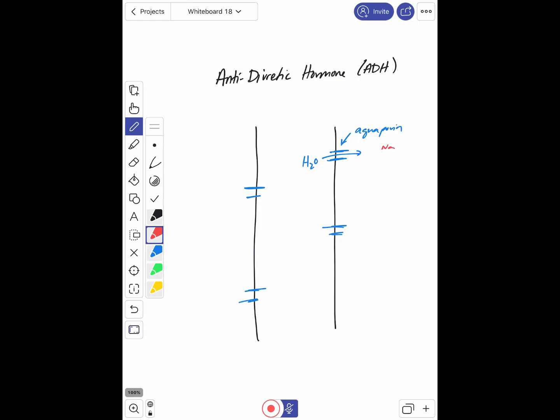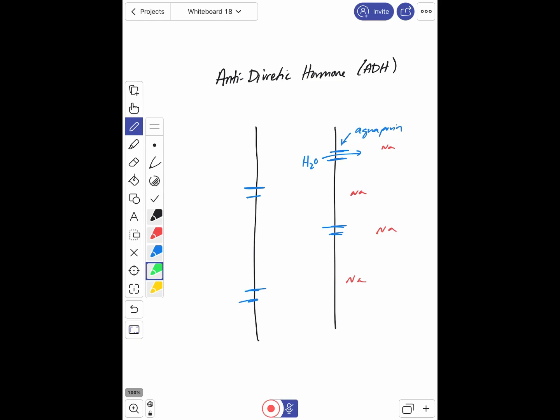into the medulla. In the medulla, there's a salt gradient, and those salts are going to attract the water and get it to move. What antidiuretic hormone does is it puts those aquaporins into that collecting duct, and that makes it so that more water can leave. If more water leaves, this means that there's less water in the urine, so you're peeing less.